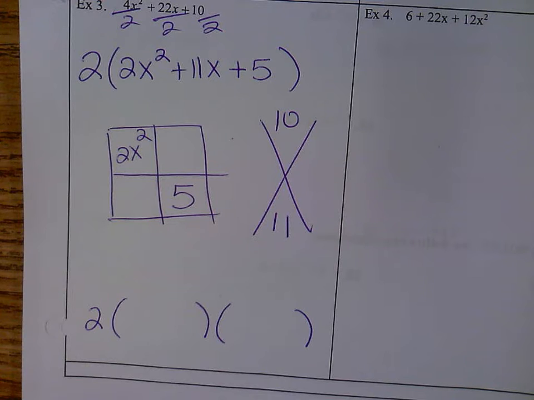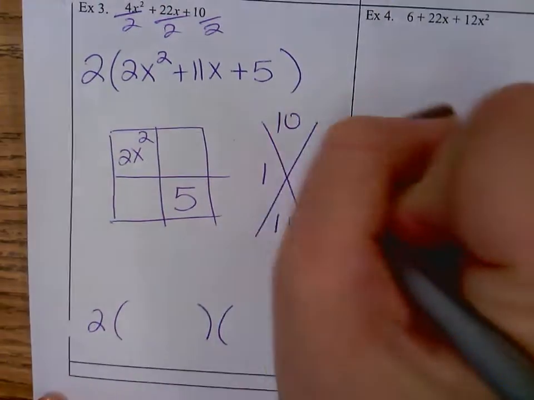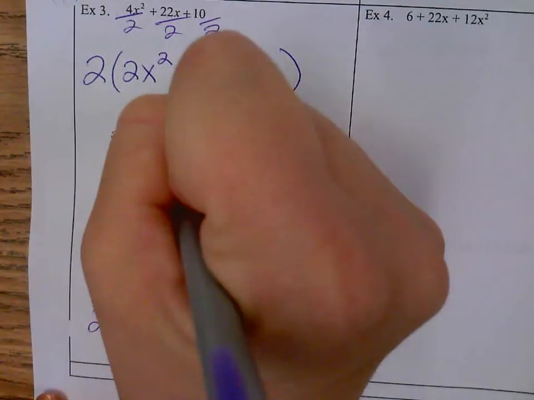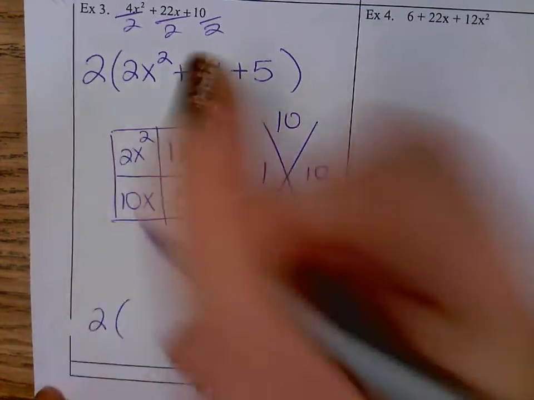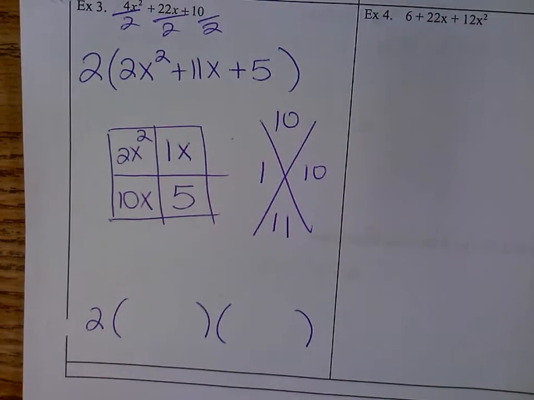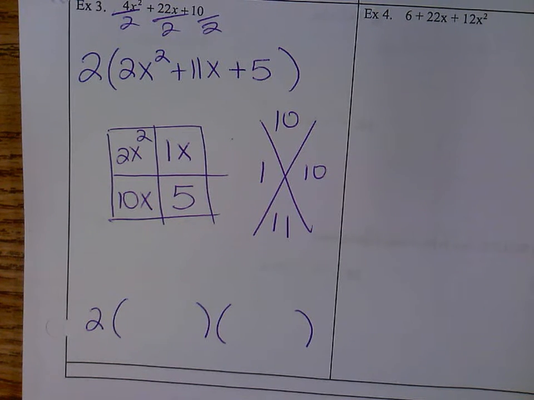So what are the factors of 10 that I'm looking for that would add up to 11? 1 times 10 is 10. I'm going to put a 1x and a 10x, and that's how I split up my 11x's strategically so that it'll factor. So see if you can do the outside of this box on your own for just a minute, and then I'll put it up.